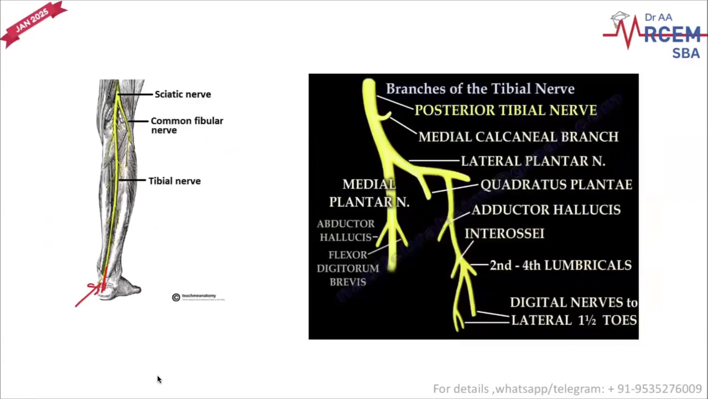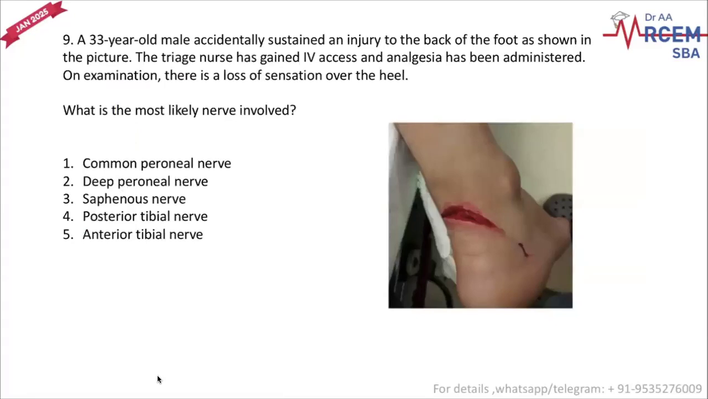This is very difficult actually if you ask me. So it is the posterior tibial nerve which gets injured here. If it runs in this pathway, the posterior tibial nerve, then most likely if you get an injury or a lacerated wound, as you see over the Achilles tendon, suspect posterior tibial nerve injury.